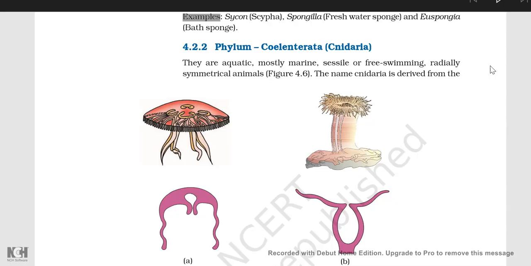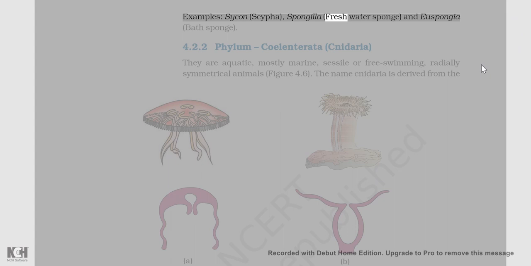Examples: Sycon, Scypha, Spongilla, freshwater sponge, and Euspongia, bath sponge. 4.2.2 Phylum Coelenterata, Cnidaria. They are aquatic, mostly marine, sessile or free swimming, radially symmetrical animals, figure 4.6.